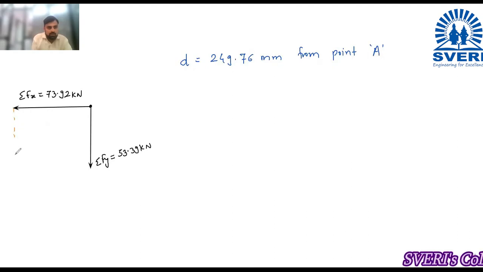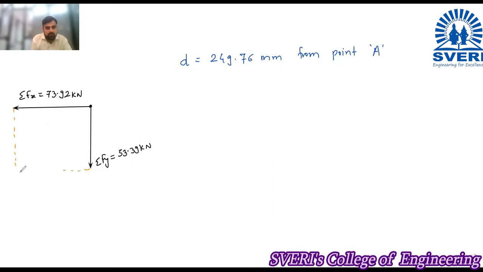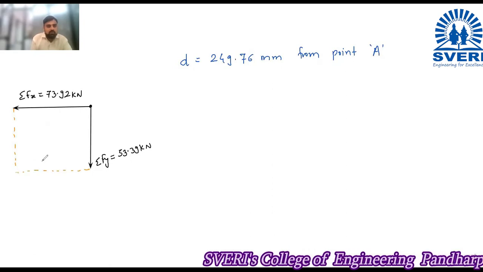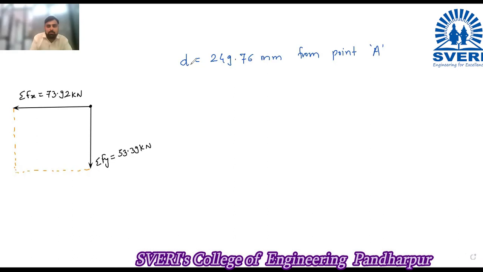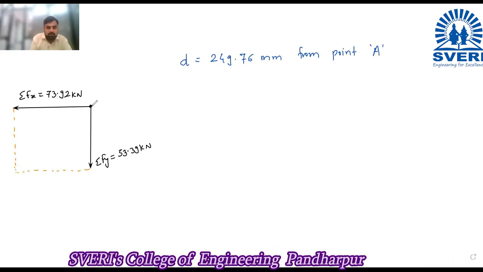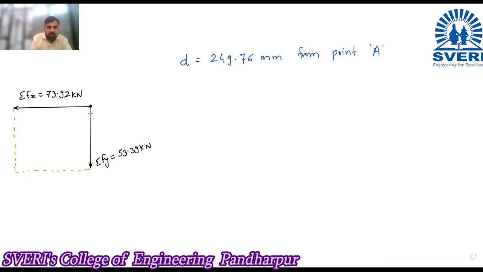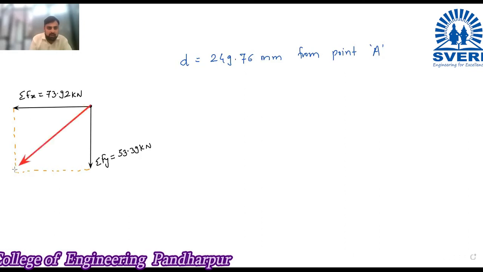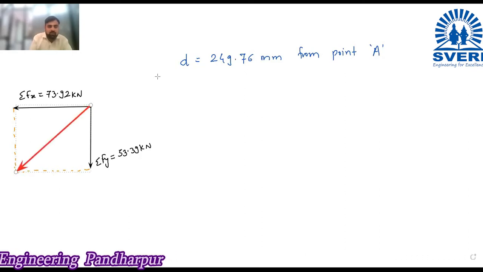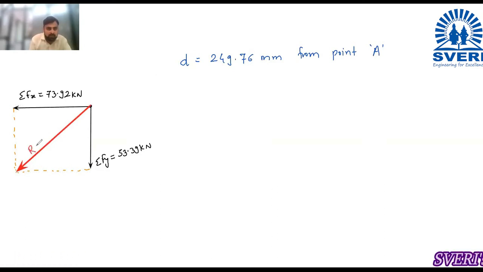You extend this line and also extend the line from this side, and where they meet, there your parallelogram will get completed. And now we will draw the resultant. So this will give us the direction of the resultant. Now see, this is the direction of the resultant. This is our R. This is the direction of the resultant R.